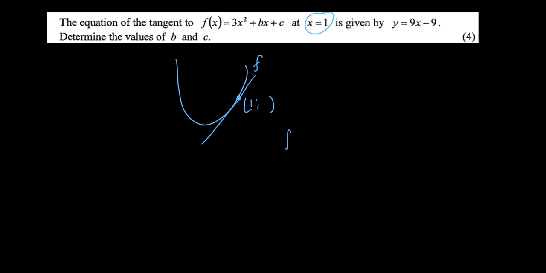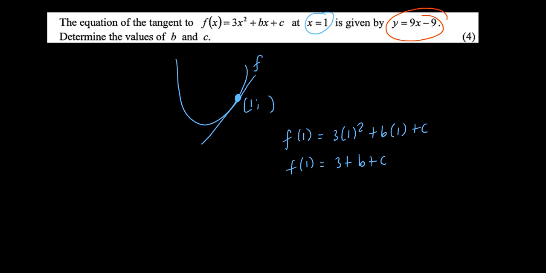If I substitute f of 1, I'm going to get 3 into 1 squared plus b into 1 plus c, which gives 3 plus b plus c. Now I don't have b and I don't have c, so I can't solve there. But remember, the point of intersection belongs to both graphs, so you can find it using the tangent. So y equals 9 into, what is the x? It's 1, minus 9. The answer is 0. That means the y is 0 here. And since the y is 0, now you can substitute it here to say 3 plus b plus c equals 0.